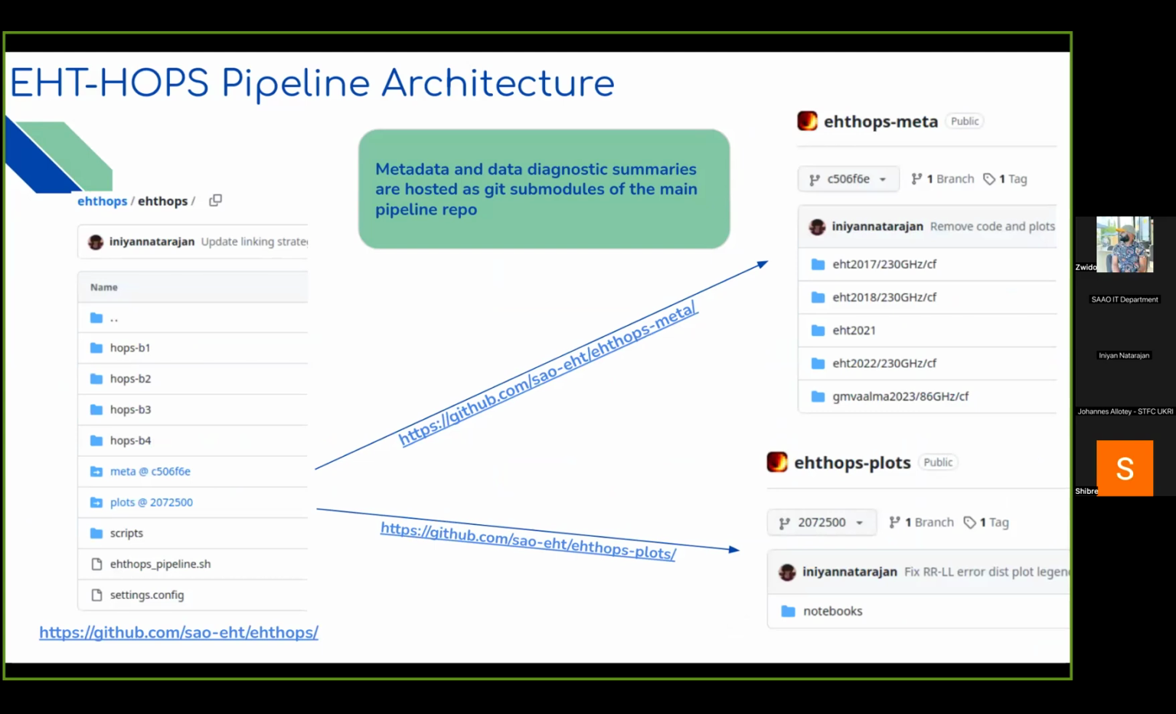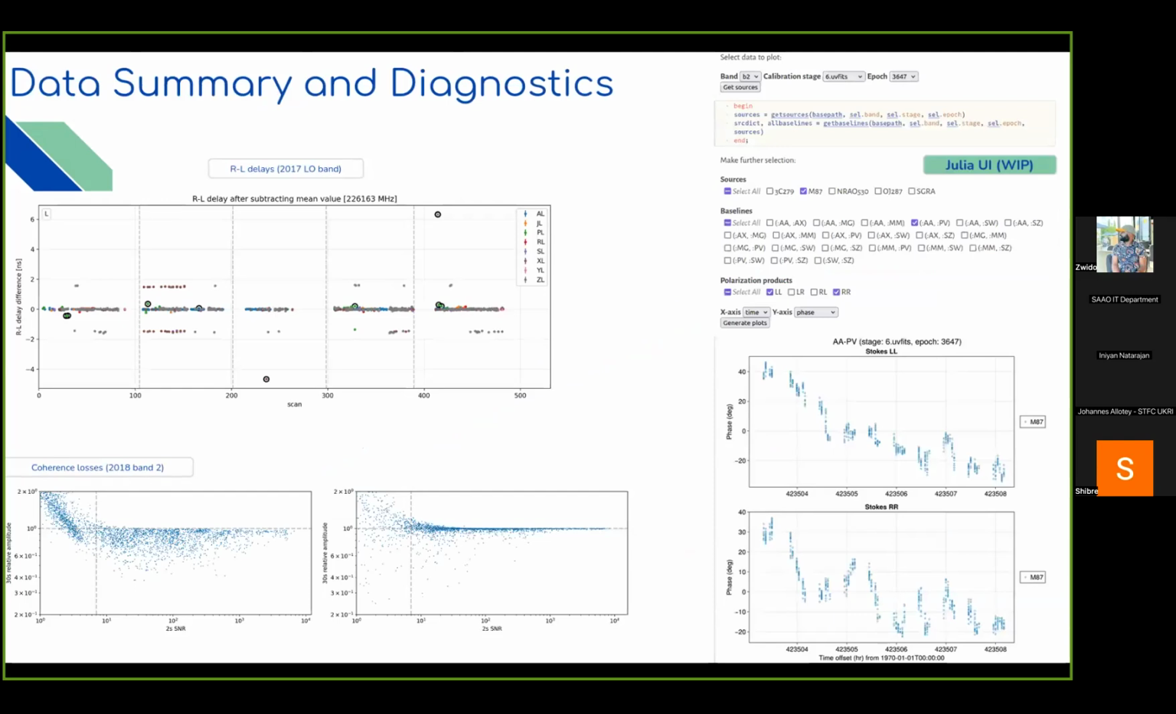So this pipeline is now public, and the metadata and data diagnostics are separated from the main repository. Anyone can download and use their own metadata information and own notebooks to provide diagnostic summaries. And we also provide some Jupyter notebooks for providing data diagnostics and data summaries, like the ones that you see there, for example, the delays or the phase variations in frequency that I was talking about.